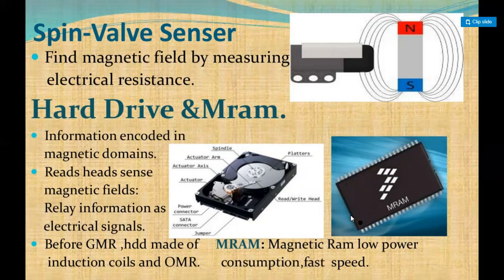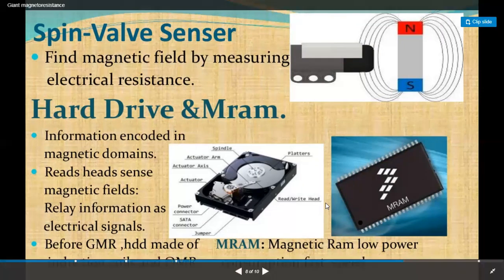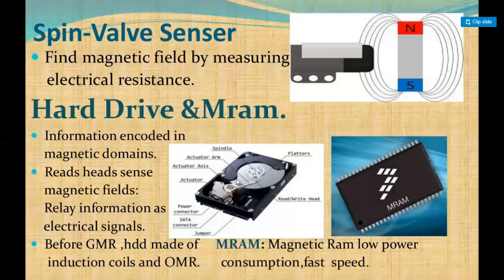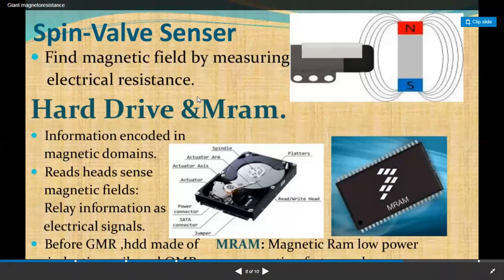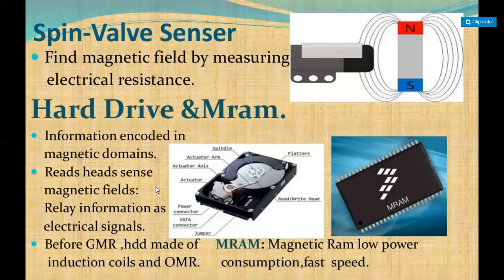Before GMR, the hard disk was made up of an induction coil and AMR. This diagram shows the hard disk. This is the MRAM, magnetic RAM, with low power. The value changes with the resistivity of anti-parallel and parallel. This is the first sensor we have to see. GMR changed hard disks to read the encoded magnetic domain. MRAM has low power consumption and fast speed after the hard disk. It comes through the magnetoresistance in the form of a chip, called an IC.